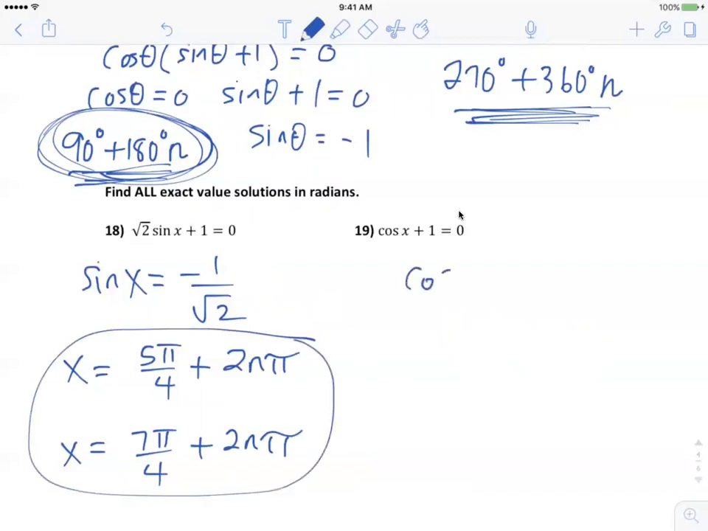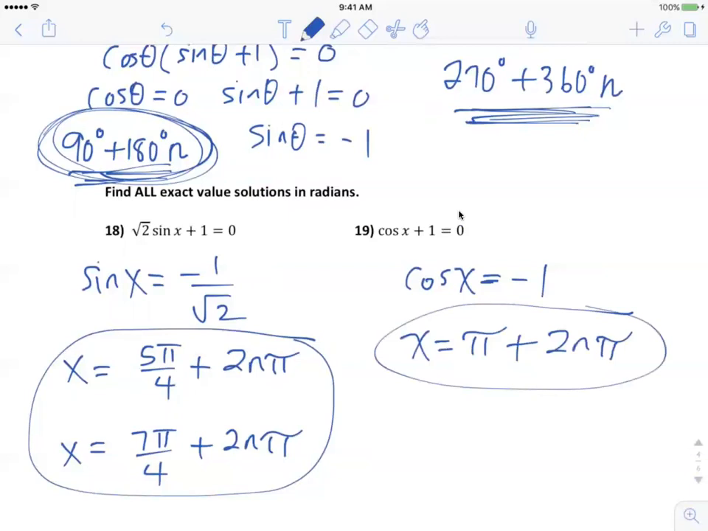For number 19, how about cosine x equals -1? Well, the only place on the unit circle where cosine x equals -1, or again, that x coordinate on the unit circle, -1 would be at pi. Right, so I know I have an answer at pi. And that's the only place on that first go around of the unit circle. So to get back around to that solution, I would have to add a multiple of 2 pi. So multiple of 2 pi, I'm writing as 2n pi. Right. And there would be my final answer. Okay.